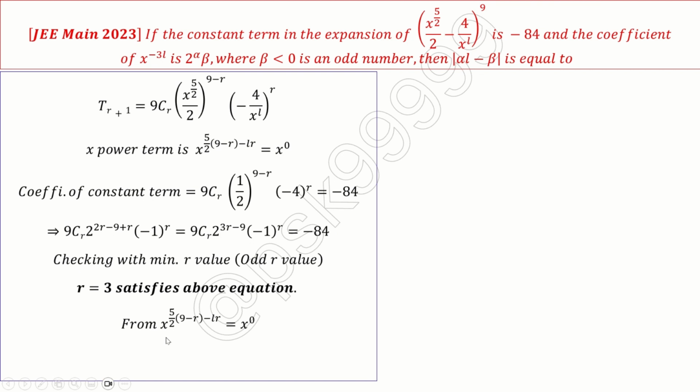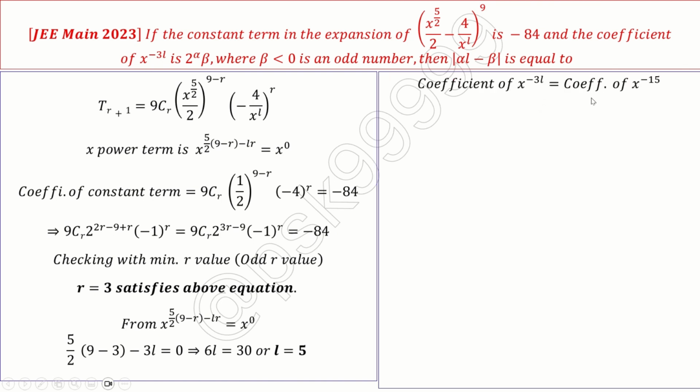From x to the power of 5 by 2 (9 minus R) minus LR equal to x to the power of 0, R is 3. If I substitute it, I get the L value as 5. There are two variables here, L and R, right? R is 3, which we found for the constant term, so if I substitute, I get L as 5. Now L is 5. We have the L value, so the coefficient of x to the power of minus 3L is nothing but the coefficient of x to the power of minus 15, correct?